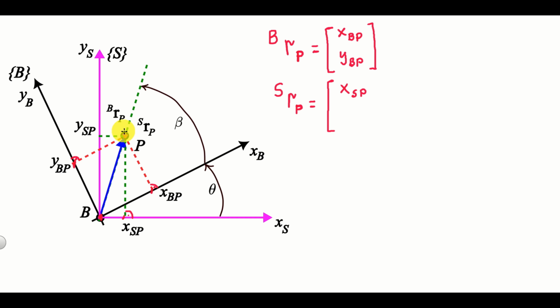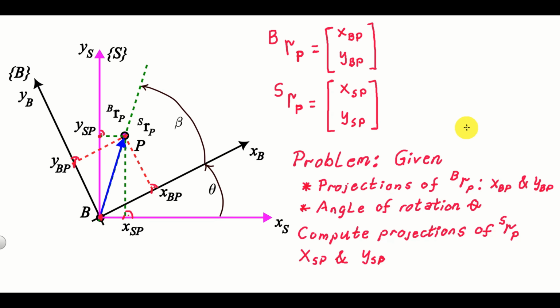Similarly, we construct the projection onto the y-axis. We go from this point, we draw a straight line with the angle of 90 degrees, and where this line intersects the axis YS, we will obtain our projection. And the projection is from here to here, and it's denoted as YSP. And these are the two projections. Now we are ready to state our problem.